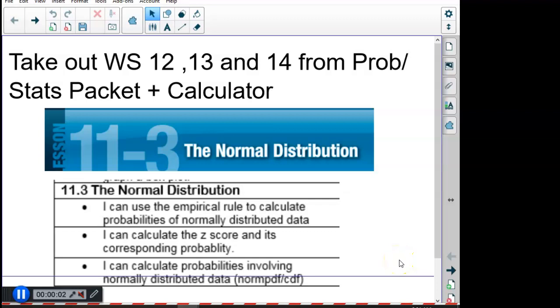All right, so we are on worksheet 12 in the regular prob and stats packet, not the addendum one. So these are the things you need to be able to do for the quiz, okay? I can use the empirical rule to calculate probabilities in normally distributed data, and you will get to use the reference sheets. You have to be able to calculate a z-score, which you will get to use the reference sheet that has the formula. And you need to know how to use the norm CDF button.